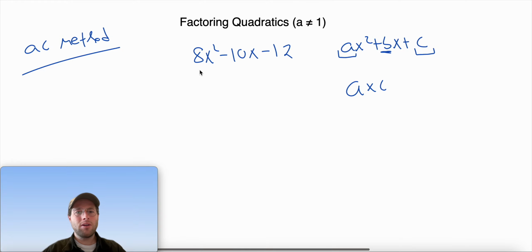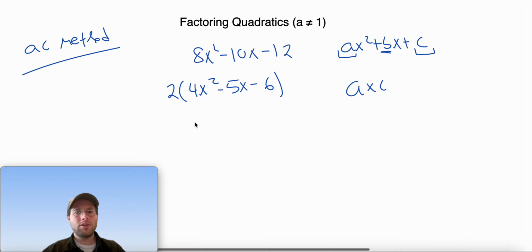Looking at this one, the first thing that we want to do when factoring any quadratic is try to take out the greatest common factor. That'll be our first step. For this one, we have a greatest common factor of 2. So let's go ahead and pull out that 2. So we have 2 times 4x squared minus 5x minus 6.